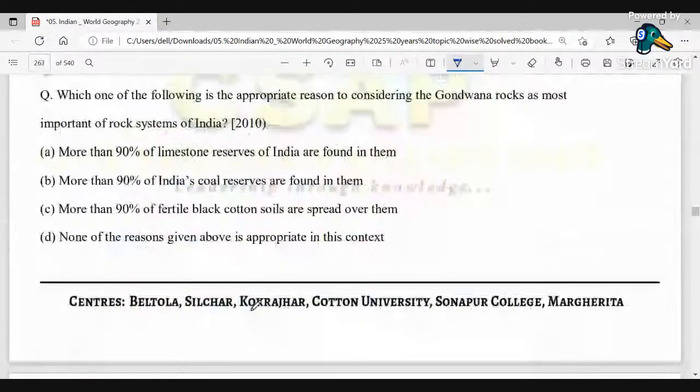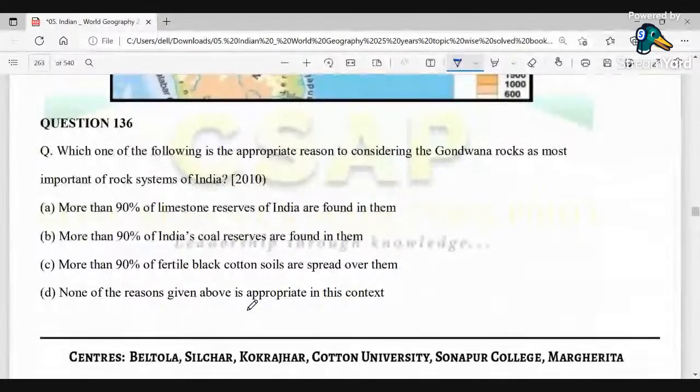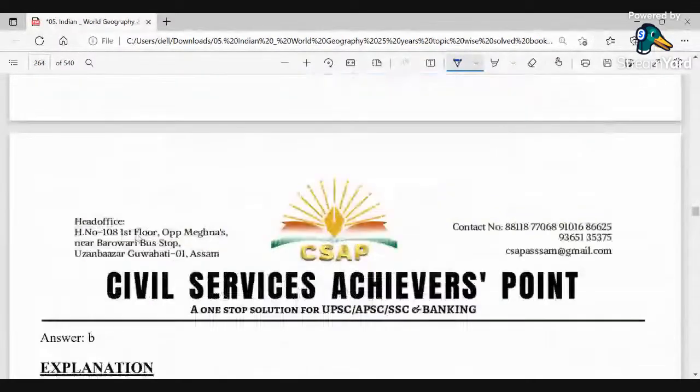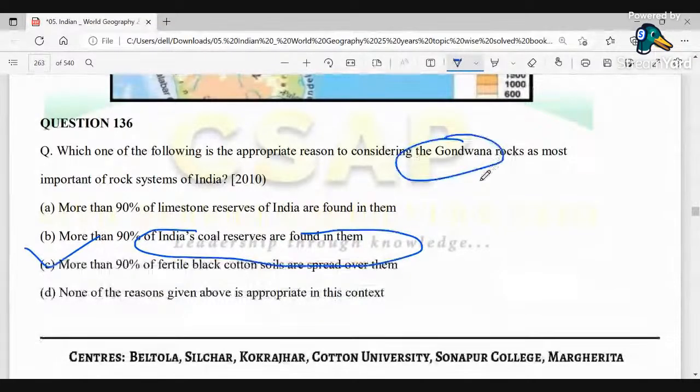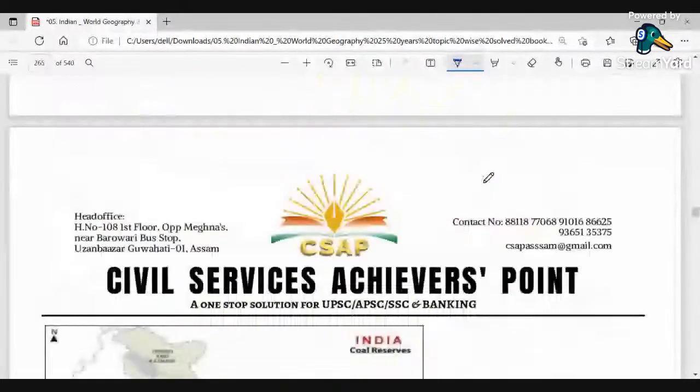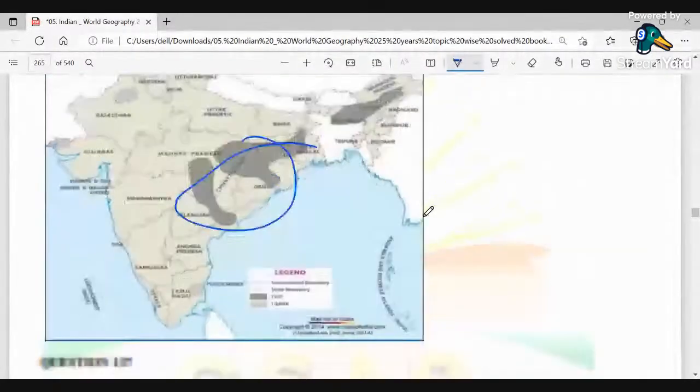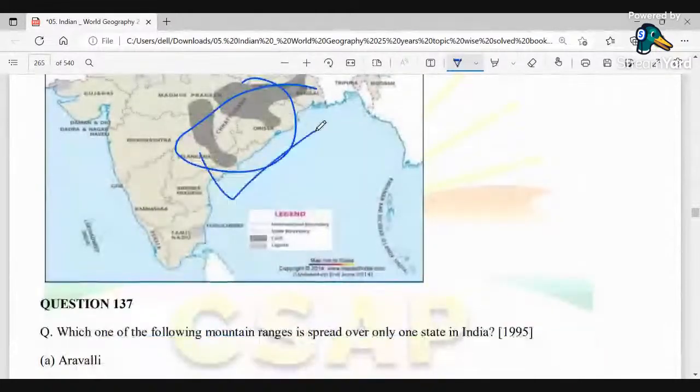Next, coming to this question, which of the following is the appropriate reason to consider the Gondwana rocks as the most important of the rock systems in India? So here you have been given four options. More than 90% of limestone reserves of India are found in them. More than 90% of India's coal reserves are found in them. More than 90% of fertile black cotton soils are spread over them, and none of the reasons given above is correct in this context. So here your option is B, that is more than 90% of India's coal reserves are found in them, that is in the Gondwana rocks. So this is the region of coal that is known as the Gondwana rocks.